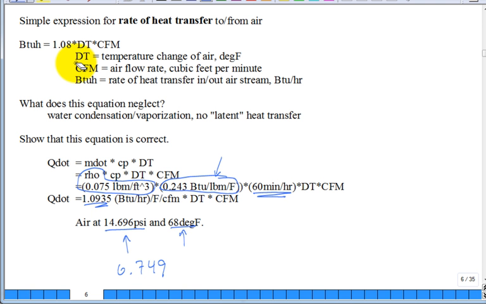So these simple equations, we know the limitations. We know sometimes what they neglect, and sometimes what they neglect is very important, and we don't want to neglect it. And so when you have water condensation, that is talked about like a latent load on the coil. That's the jargon out there. Okay.